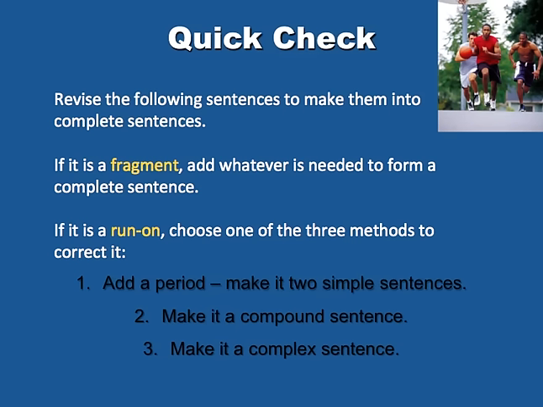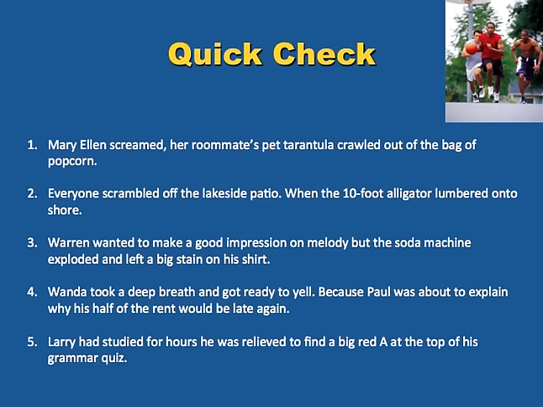So here's our quick check just to recap. I want you to revise the following sentences to make them complete. The next five sentences on your note sheet here are all wrong. You need to decide what is wrong with them. If it's a fragment, add what's missing. Or if it's a run-on, choose one of the three methods to correct it. Make it a simple sentence, make it a compound sentence, or make it a complex sentence. Here are the sentences with the errors in them. Go ahead and check your answers with your neighbor.